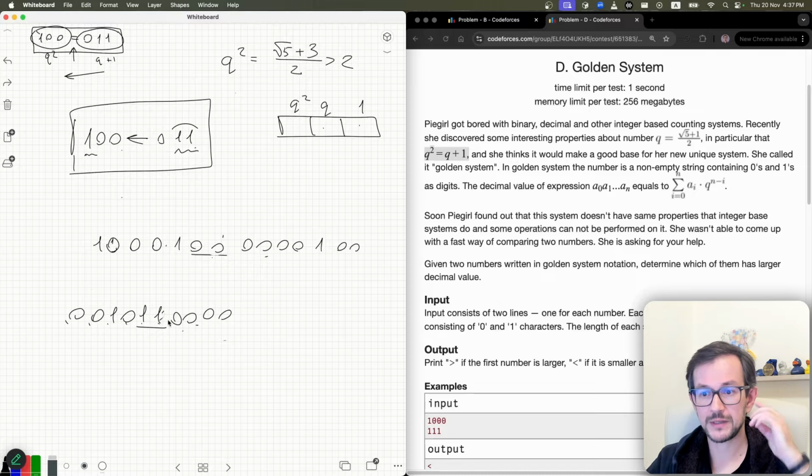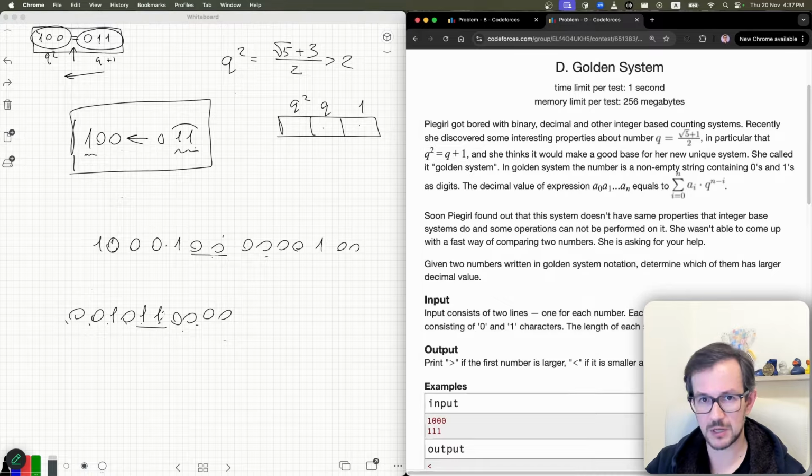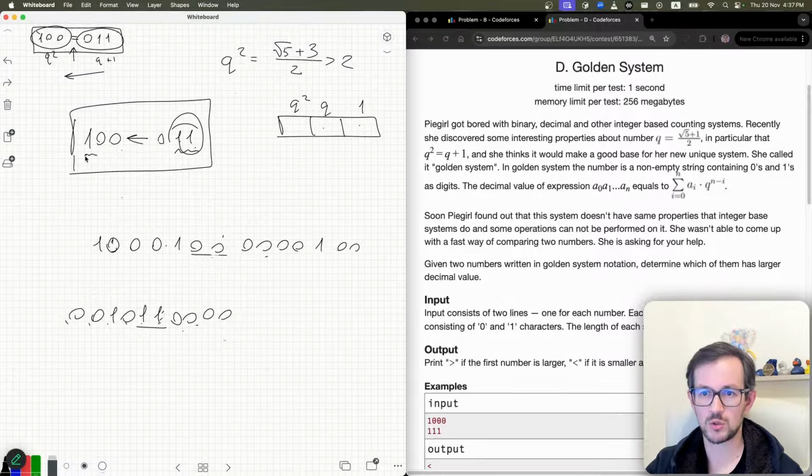But again, the total number of operations is not greater than 100,000, because every time I decrease the total number of ones. I take two ones and get only one. So I have a two-digit 1 and get a one-digit 1.